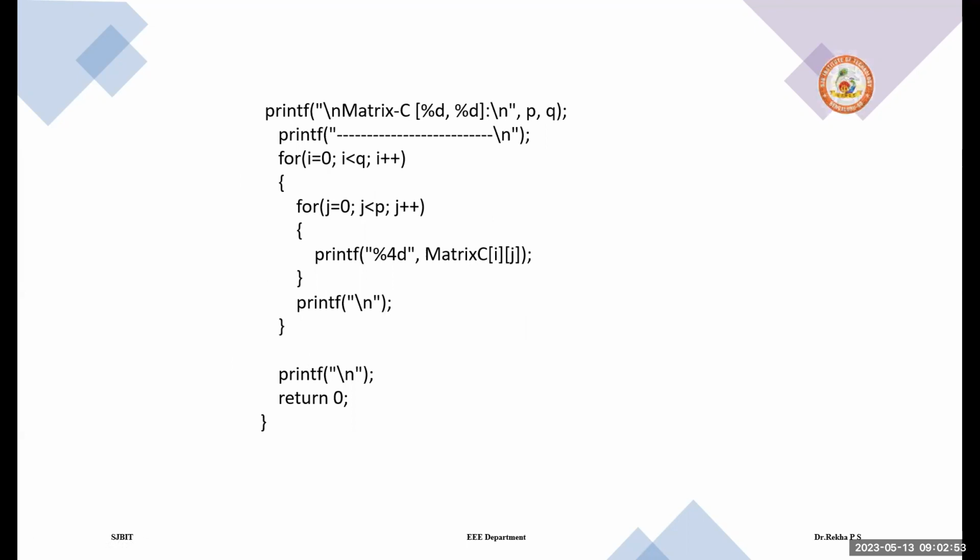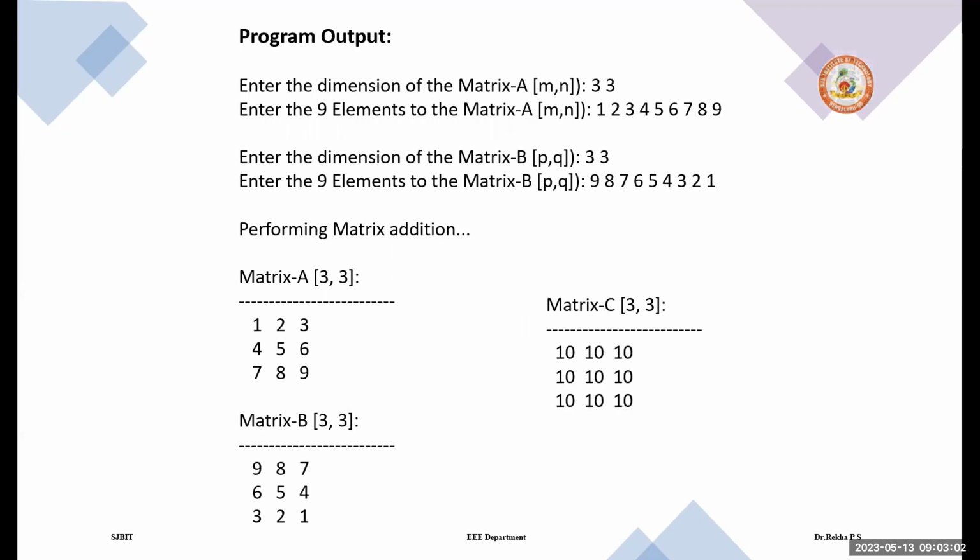Now I will consider one example. I'll enter the A values, then the B values, and check the sum in C. I have taken the dimension for matrix A. In the program output, I have entered a 3 by 3 matrix. First the user will be prompted with the statement, enter the dimension of the matrix A. I have entered 3, 3, or 3 by 3. Then enter the 9 elements, because a 3 by 3 matrix contains 9 elements. So I have entered the elements for matrix A: 1, 2, 3, 4, like this I have entered numbers.